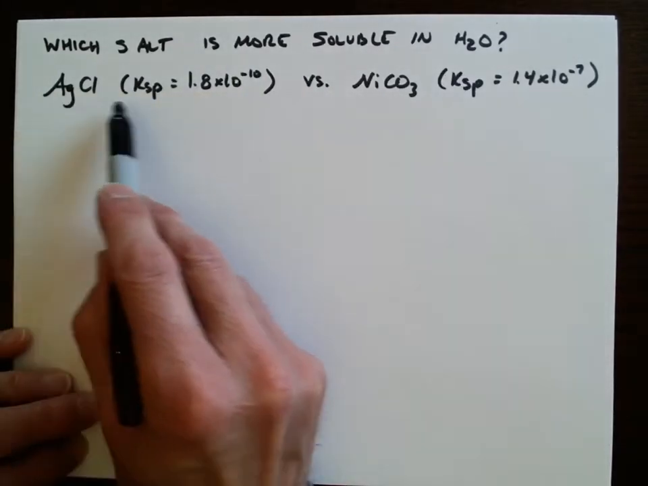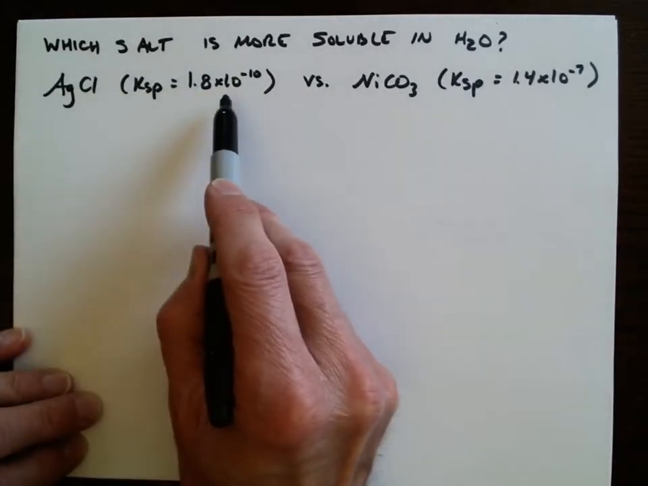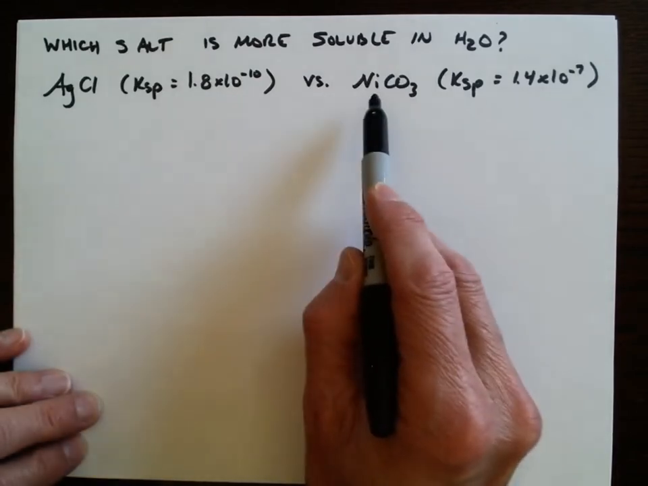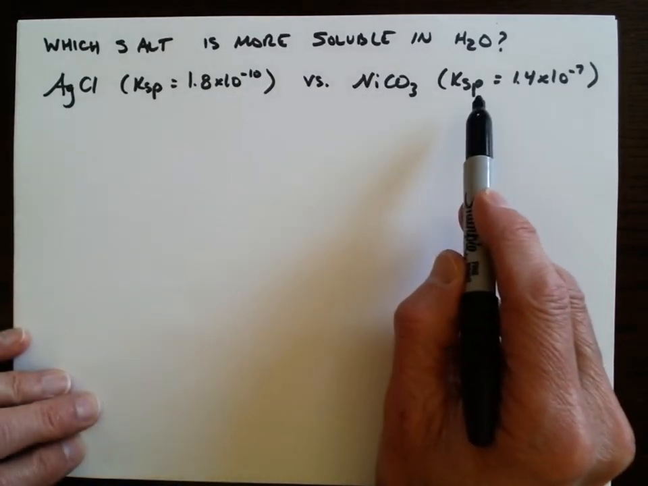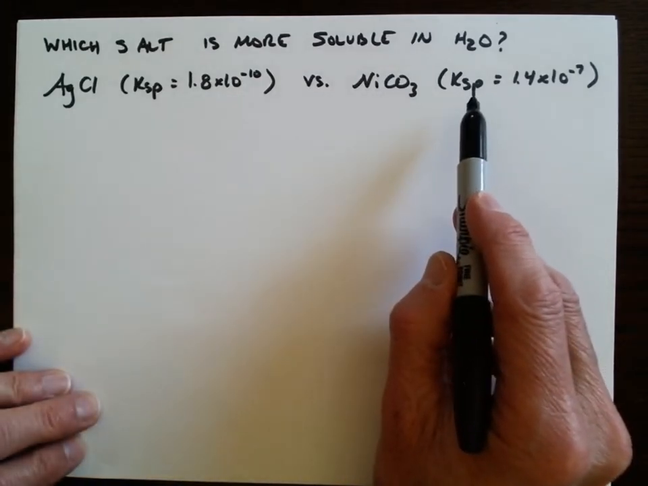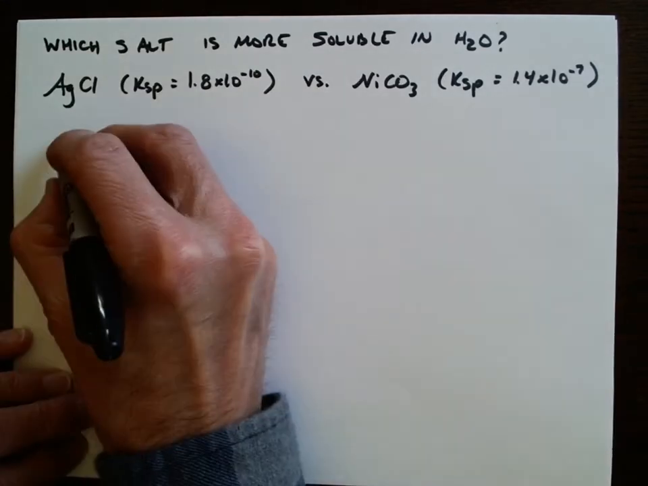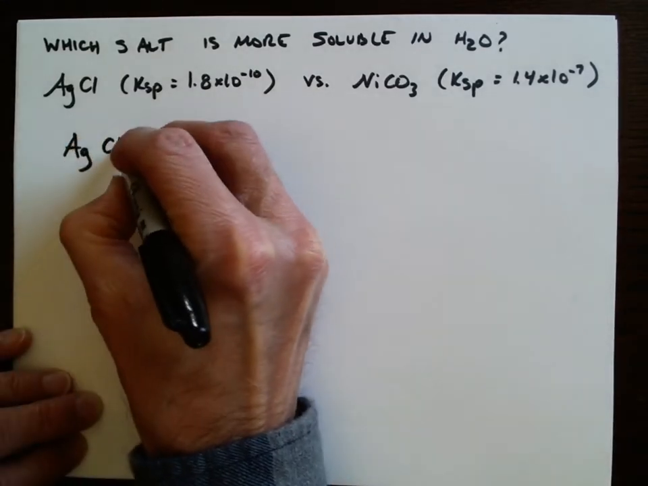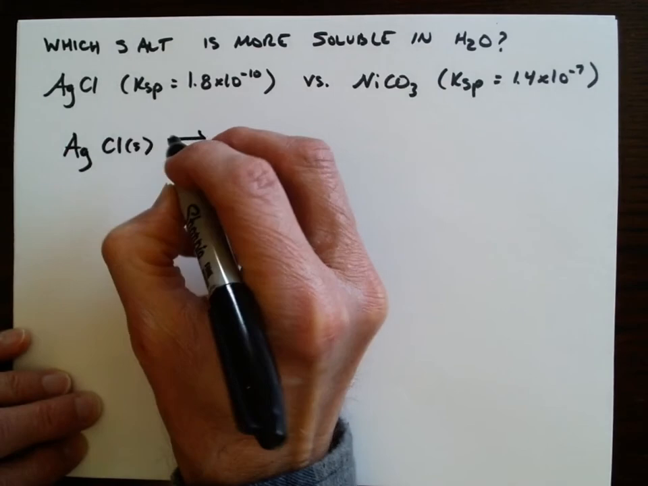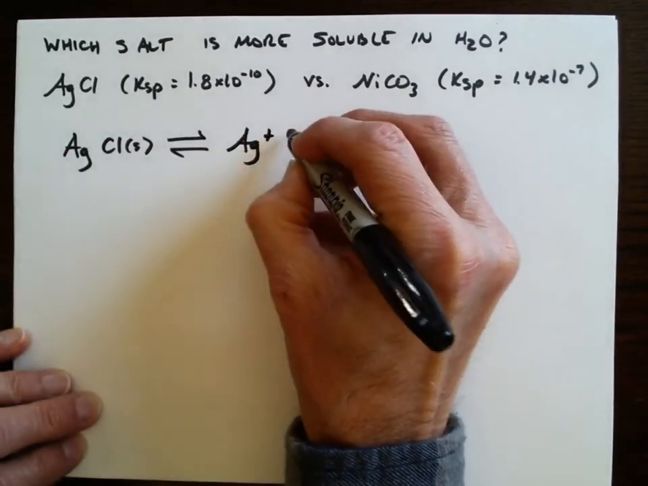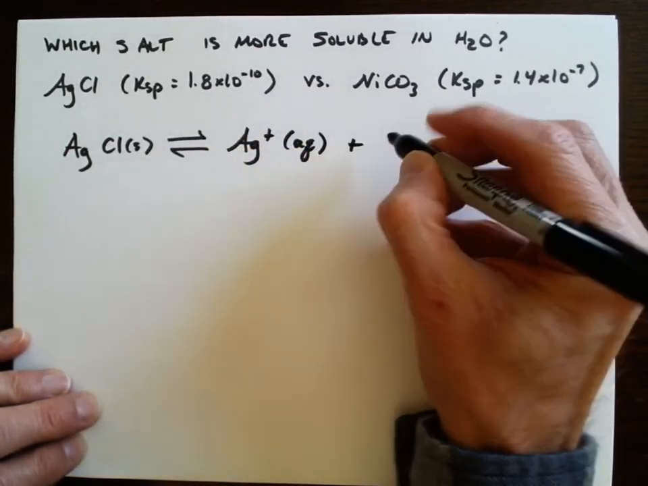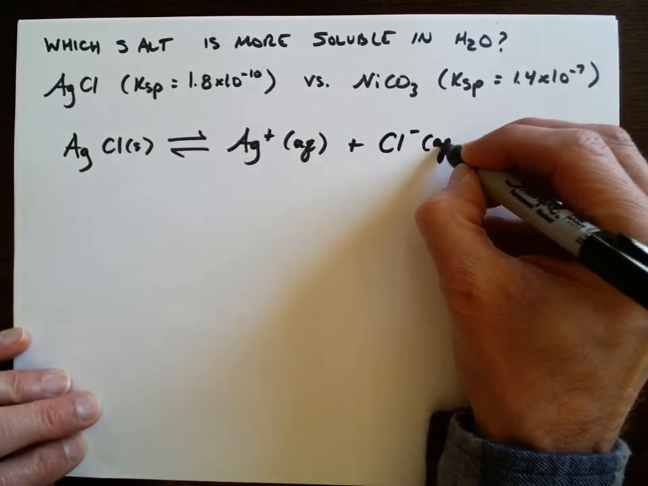All right, I'd like to now attack this problem, asking which of these two salts is more soluble in water. Silver chloride with a KSP of 1.8 times 10 to the negative 10, or nickel carbonate with a KSP of 1.4 times 10 to the negative 7. In this case, both of the salts dissociate in a 1-to-1 ratio of cation to anion.